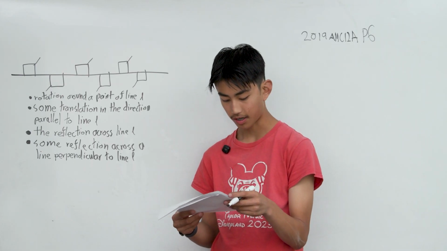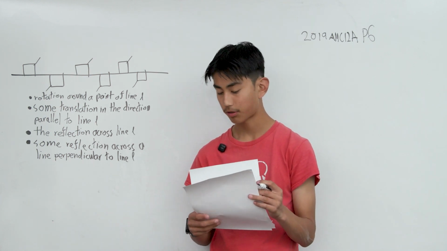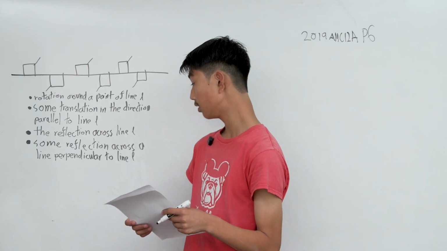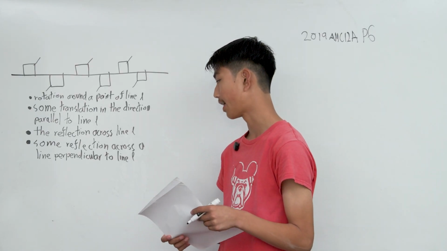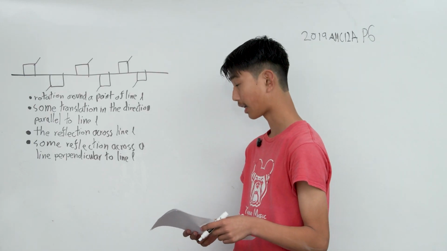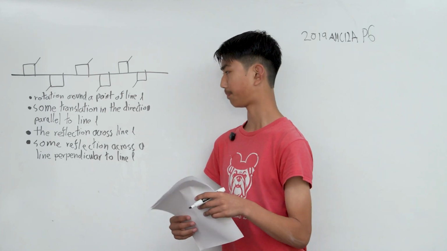Some rotation around a point of line L, some translation in the direction parallel to line L, the reflection across line L, or some reflection across a line perpendicular to line L. Let's just start with the first one.